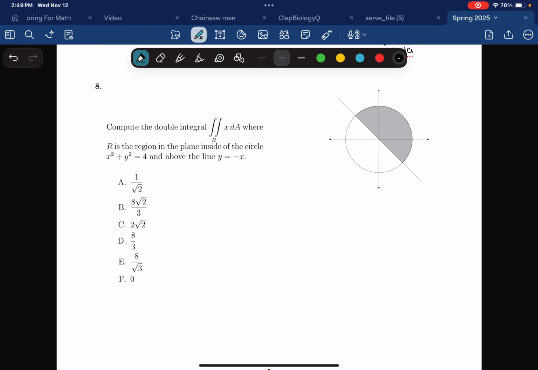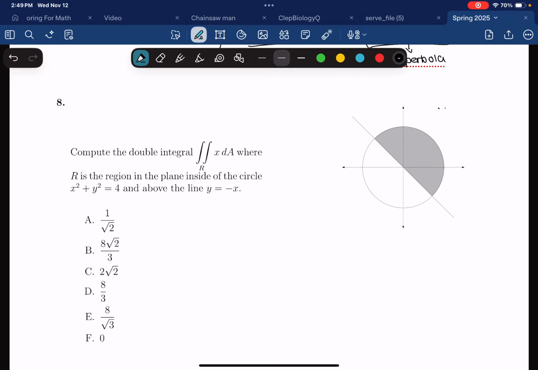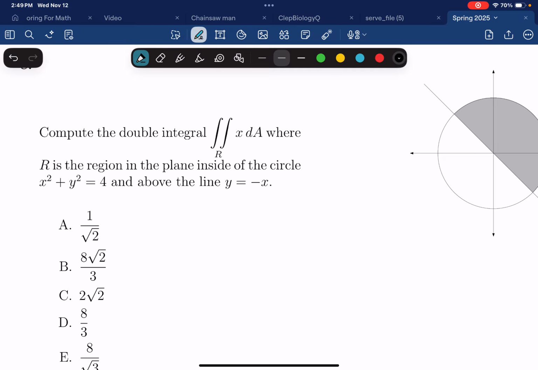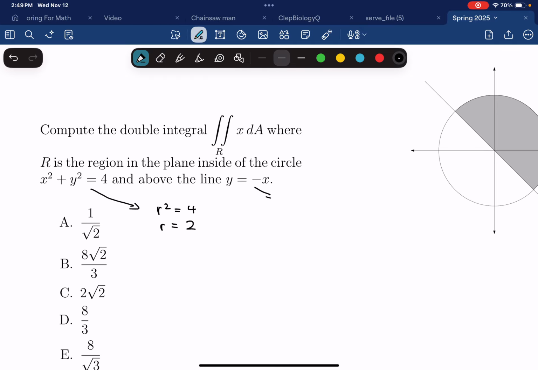Okay, compute the double integral of x dA, where R is the region in the plane inside the circle x squared plus y squared equals 4, and the line y equals negative x. So they were very nice enough to give us this picture here, which I'm very grateful for. But let's churn this out, right? So we know that r squared is equal to 4, which means that r is equal to 2. In this case, r is equal to 2. And we can solve for our theta.